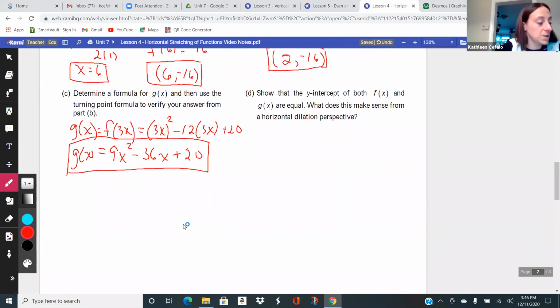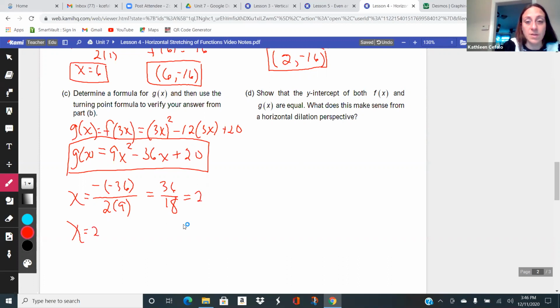And now what it wants us to do is verify our turning point from our answer. So again, we have to go back and use that x equals negative b over 2a formula. So I have a negative negative 36 all over 2 times a. So we get a positive 36 over 2 times 9, which is 18. So I have 36 over 18. And when we simplify that down, that's going to get us 2. So I know our x value here is 2.